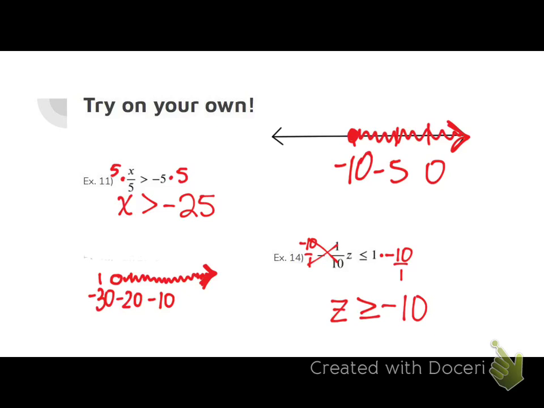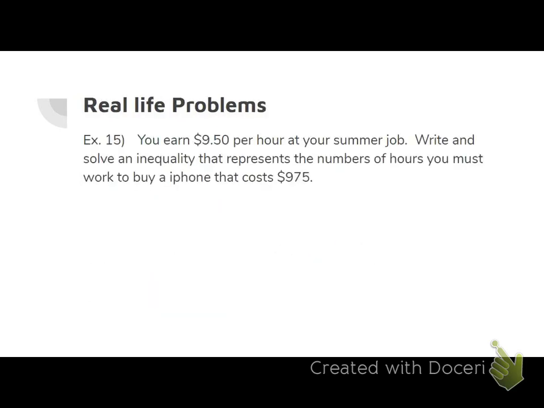Okay, we'll keep moving. On this one, you don't need to write the whole word problem down. We will talk about it. I will write down what's important, and that's what you should copy down as well. You earn $9.50 per hour at your summer job. I would write that down, that your wage is $9.50 an hour.